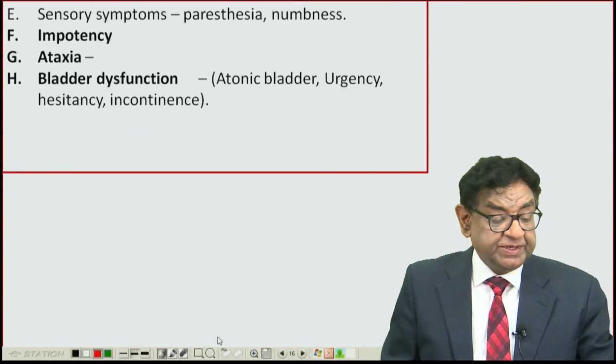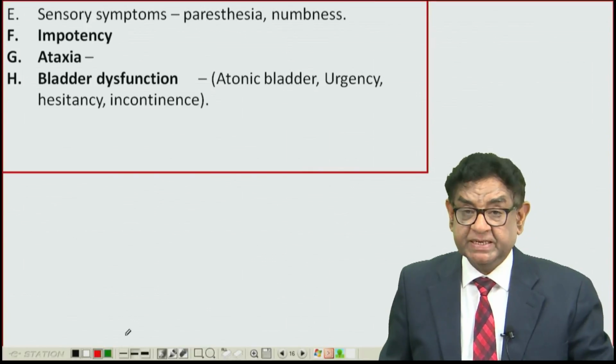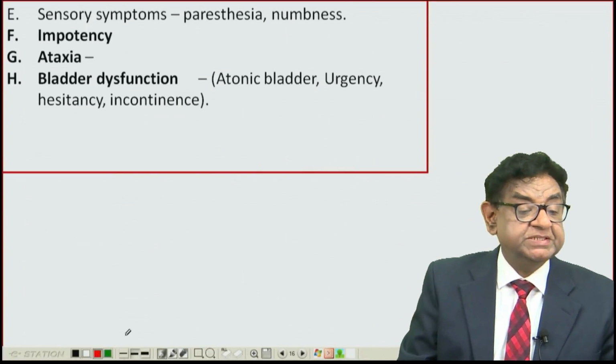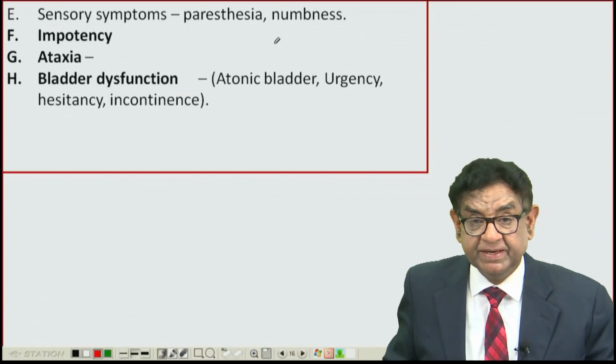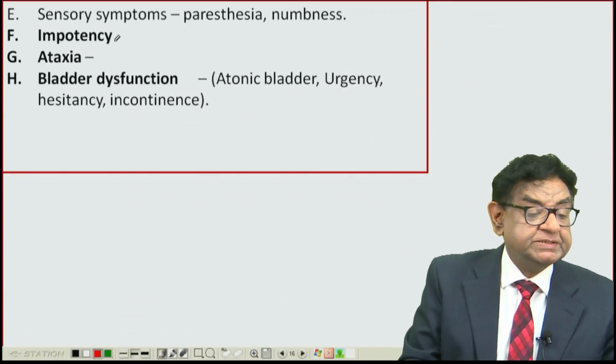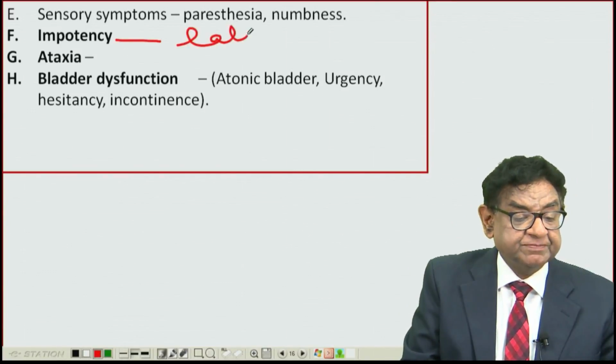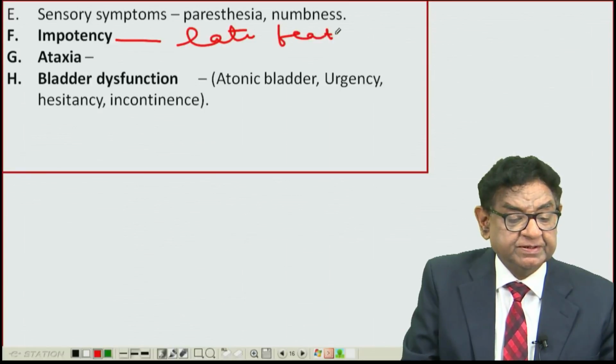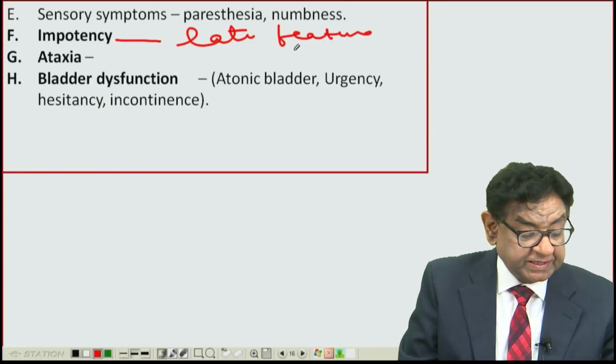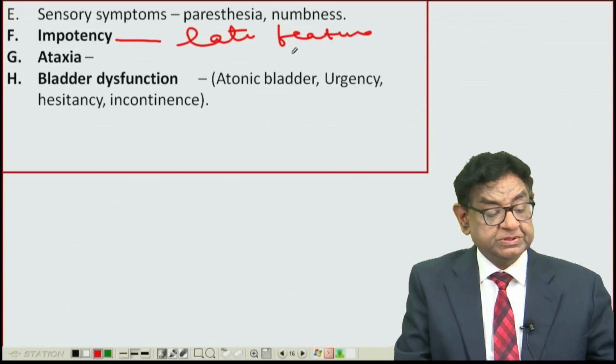What else are the features in multiple sclerosis? Patient can have sensory symptoms, paresthesias, numbness. Impotency is a late feature. It's not a very early feature. Ataxia, this can occur due to cerebellar lesion.